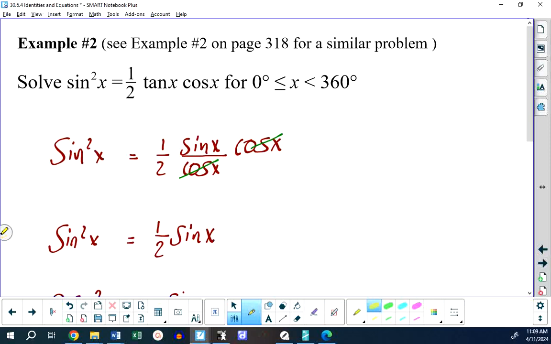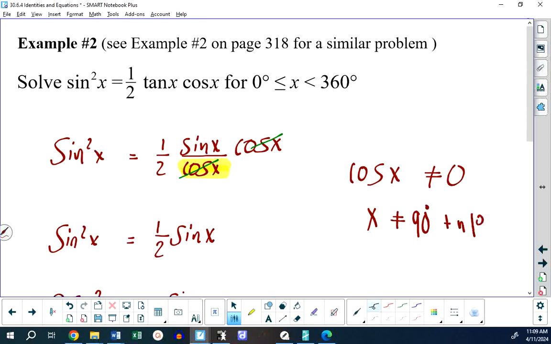because of this, cosine of x is not allowed to be 0. There's a non-permissible value in this equation. So where is cosine 0? I'm not saying this is a solution to the equation. I'm just saying we're finding out the value that x would not be allowed to be. Cosine is 0 at the top and the bottom of the unit circle. So this is telling us that x is not allowed to be 90 degrees plus multiples of 180 degrees.